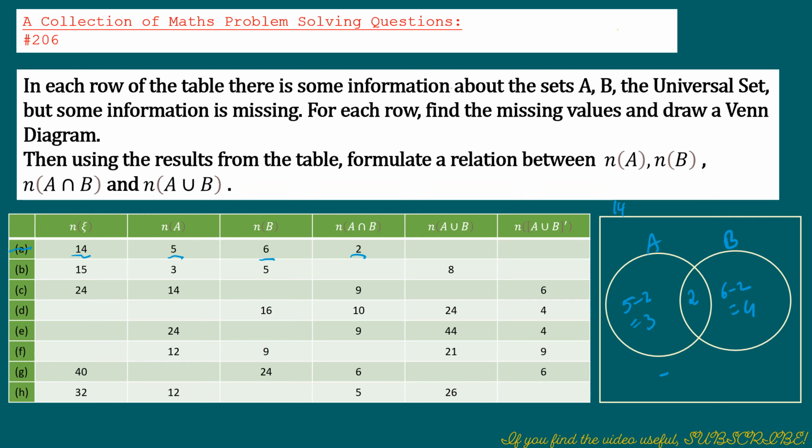So A union B would be 3 plus 2 plus 4, that's 9. And (A union B) dashed would be simply 14 minus 9, and that is 5. So that's what we get for the first one.